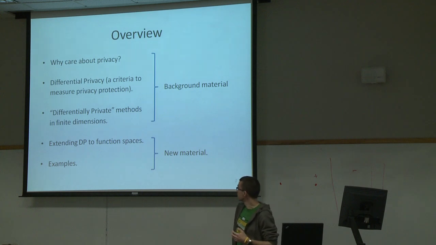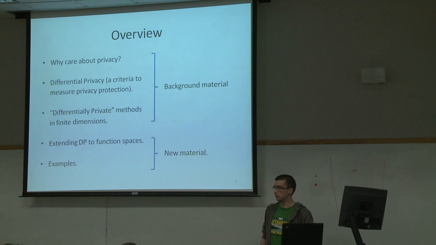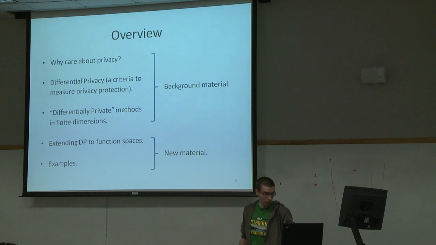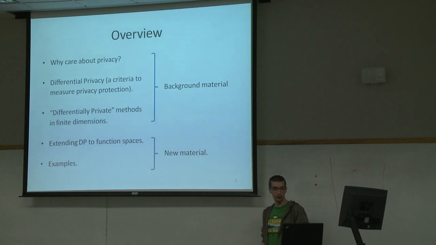But anyway, the overview will be like this. I'll start off with some background stuff, which is other people's work mostly, and kind of a review and an introduction to you guys if you don't know about privacy. Talk about why it's important to care about privacy, and then a particular criterion that has arisen in the last decade or so called differential privacy, which has gained a lot of popularity in statistics, and then describe some methods which attain differential privacy in finite dimensional spaces. And this will all be other people's stuff, the introduction.